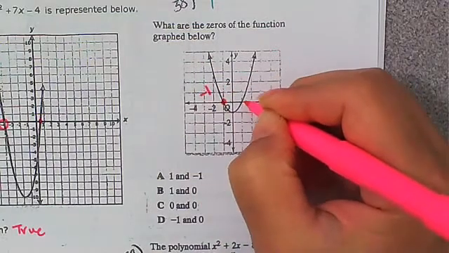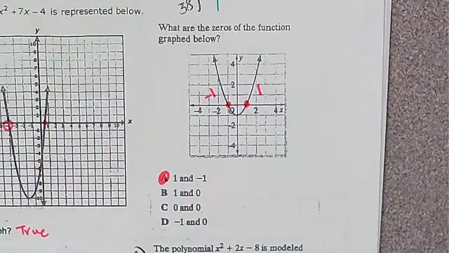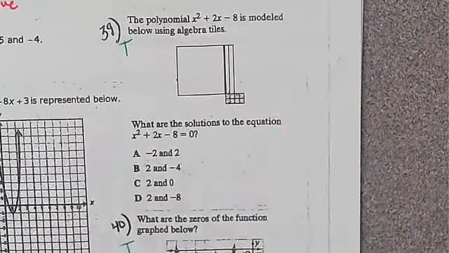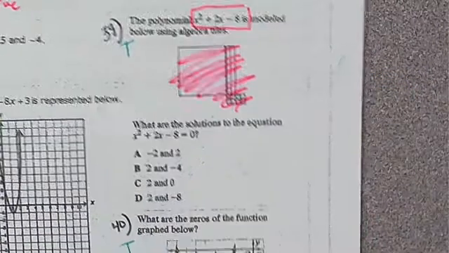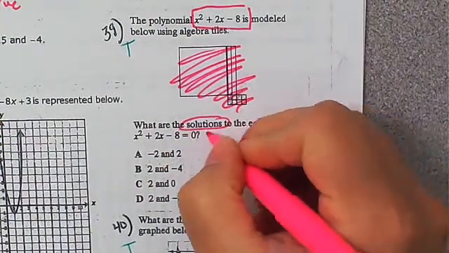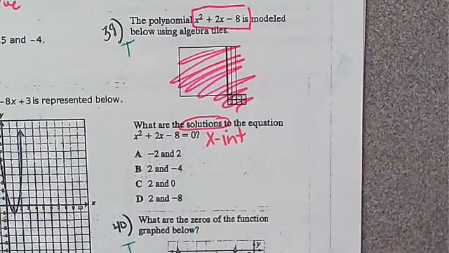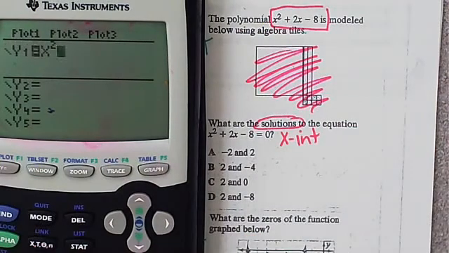38. What are the zeros? Again, what are the x-intercepts? -1 and 1. That's how easy they are sometimes, guys. The next one, here's a quadratic. There's the model. Ignore the model. We never even had to use models. And what are the solutions? Remember, solutions is also just fancy for x-intercepts.